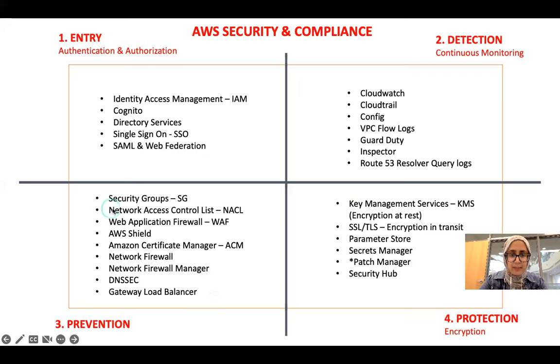So for example, if we have security groups, they're actually keeping the EC2 instances or the compute services secure. And then the second level is NACL, which is Network Access Control List. And then we also have AWS Shield. We have, I would say, network firewall, and then we have gateway load balancer and things like that.